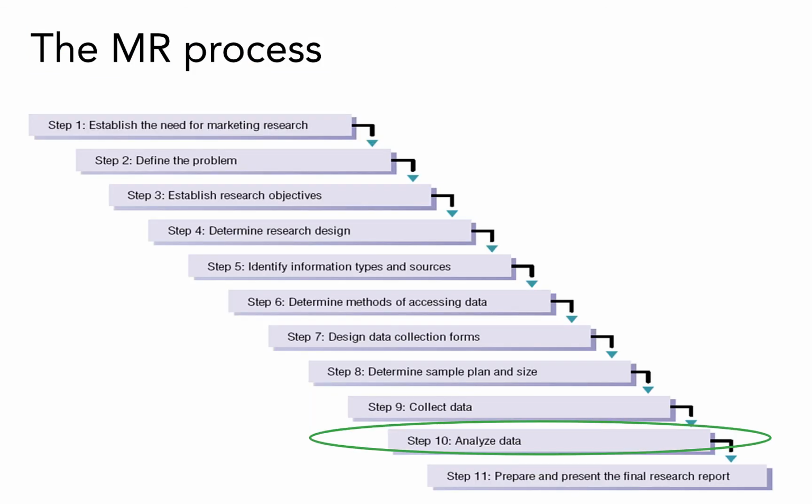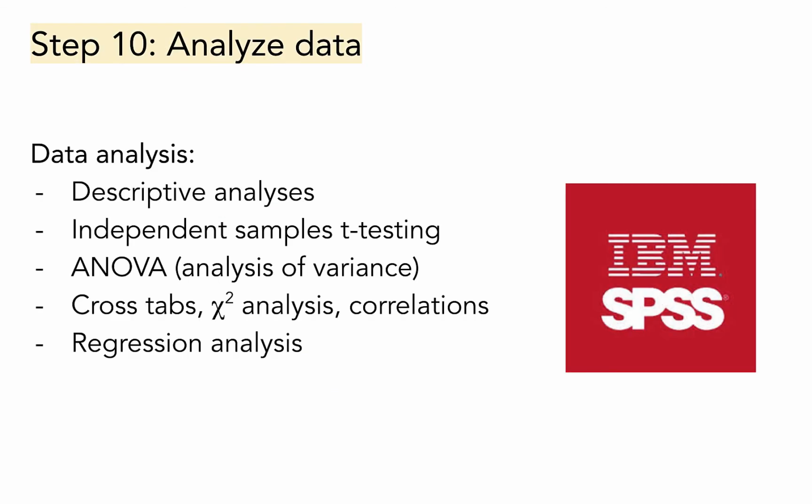The next step would be to analyze data. So when the data comes in, you can use software programs such as IBM's SPSS, but there's several others as well, to help make sense of your data. Because what's the point of collecting all this knowledge, all this information from people if you can't understand it, if you can't analyze it? So I will teach you a couple different basic techniques on how to make sense of your data. So we're going to cover descriptive analysis, independent sample t-testing, ANOVA, which stands for analysis of variance, cross-tabs, chi-square analysis, correlations, regression analysis, and so on.